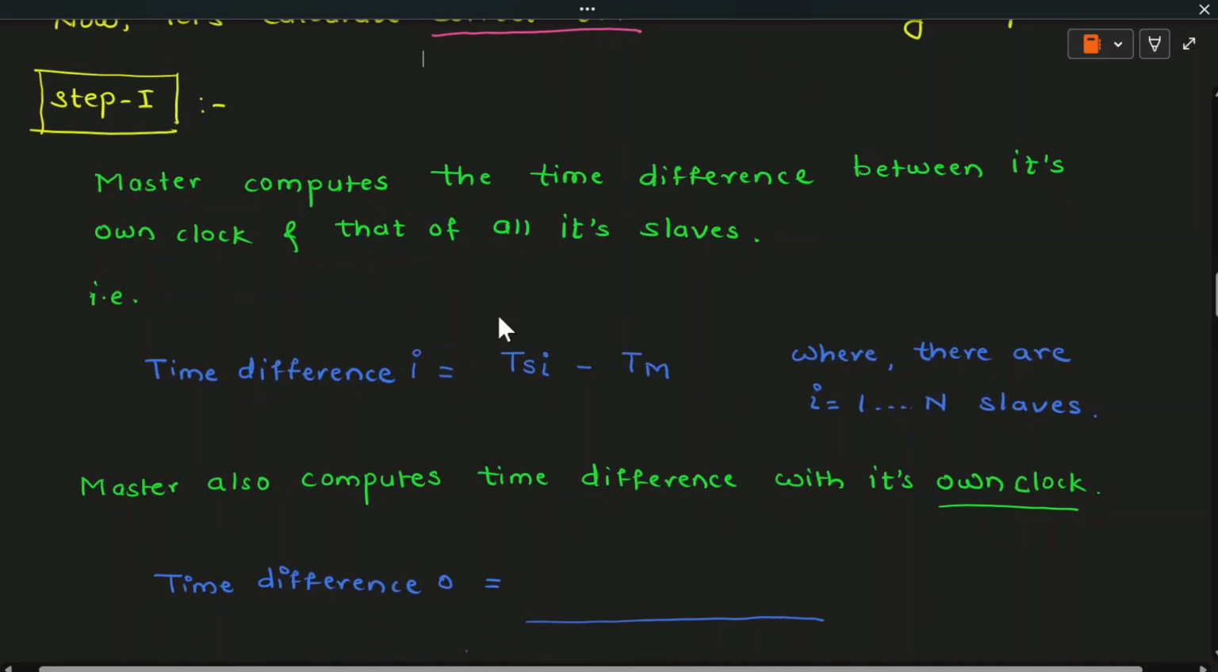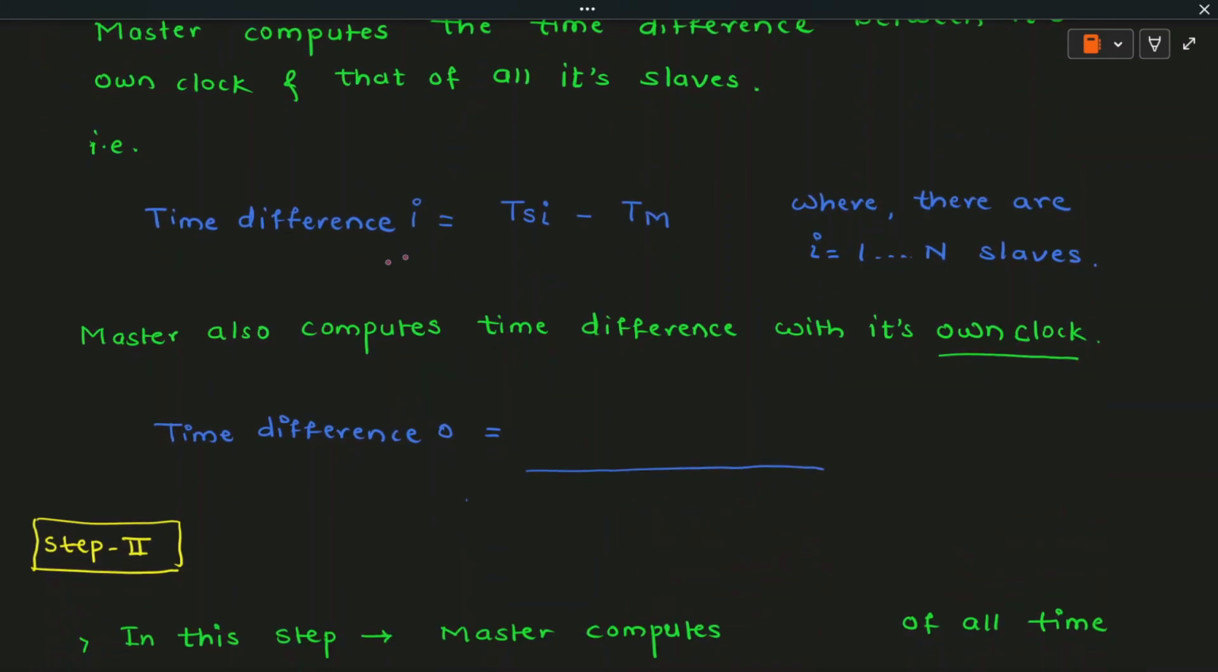In step number 1, the master will collect those physical times from the slaves, and it will try to find out the time difference between its own clock and that of all its slaves. So we can say that the time difference is shown by this formula. Time difference i is equal to TSi. TSi is, say, the first slave's time, second slave's time, where i will vary from 1 to n. So TS1 is the time on slave number 1, TS2 is the time on slave number 2, TSn is the time on slave number n.